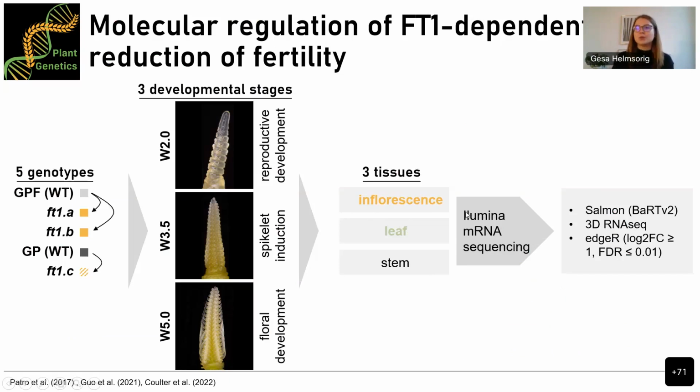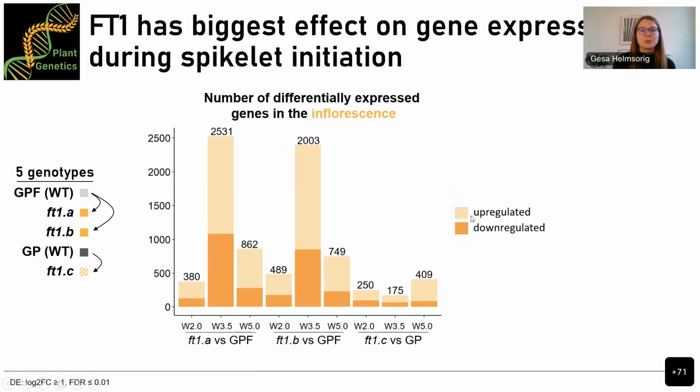But to determine differentially expressed genes, we did pairwise comparisons, so always comparing the mutant to the respective wild type to see which genes are differentially expressed. And when we look at the number of differentially expressed genes here in the inflorescence, here on the left, we have the Golden Promise Fast background mutants, and then on the right, the Golden Promise background mutant. The light orange are upregulated, the dark orange are downregulated genes.